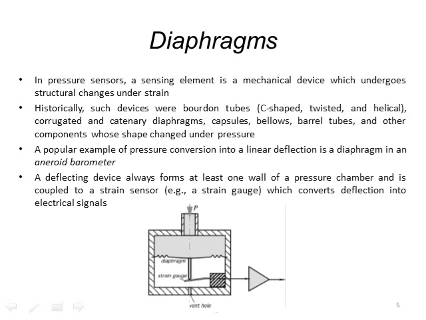So a deflecting device always forms at least one wall of a pressure chamber and is coupled to a strain sensor, for example, a strain gauge, which converts deflection into electrical signals. So the device located on the bottom has a diaphragm that's located in the center of this box. On the top, you have a particular pressure, which is in gray. On the bottom, you have another pressure that's maintained at some pressure. And this diaphragm is fixed or anchored to the walls of this vessel.